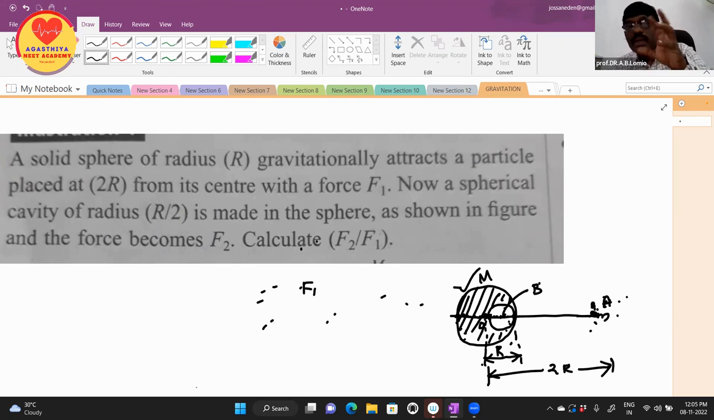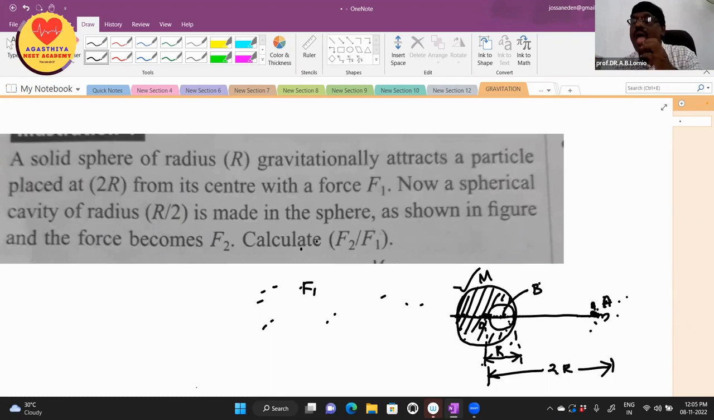Now, a spherical cavity of radius r/2 is made in the sphere, and the force becomes F2. Calculate the ratio. This is a typical question. Actually, there is the sphere, here there is a particle, and between the two there is a force. That force is F1. The distance between them is 2r.